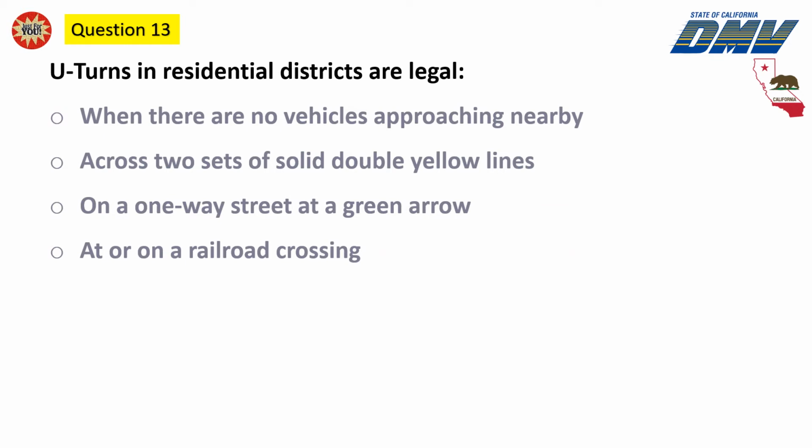Question 13. U-turns in residential districts are legal when there are no vehicles approaching nearby, across two sets of solid double yellow lines, on a one-way street at a green arrow, at or on a railroad crossing.